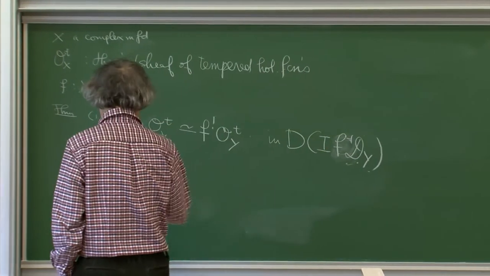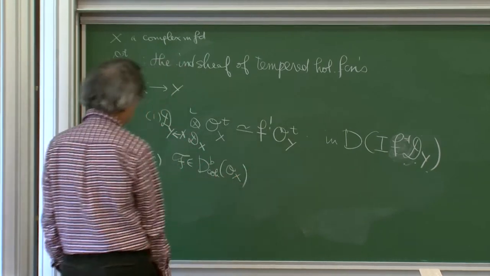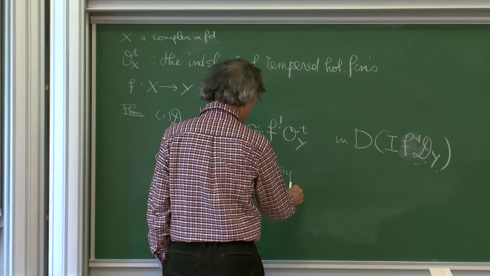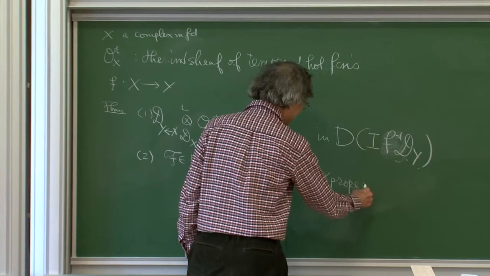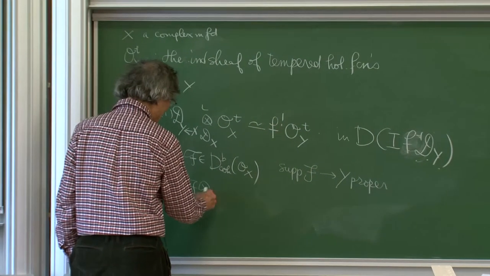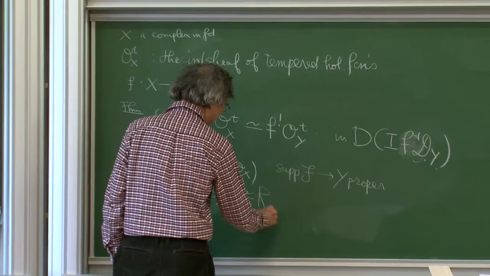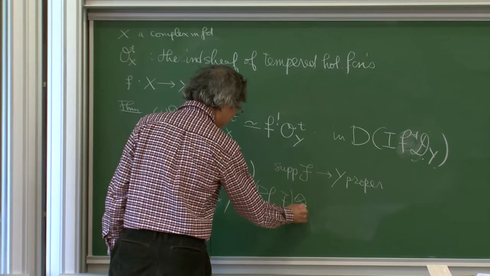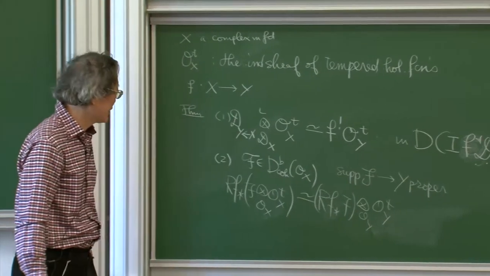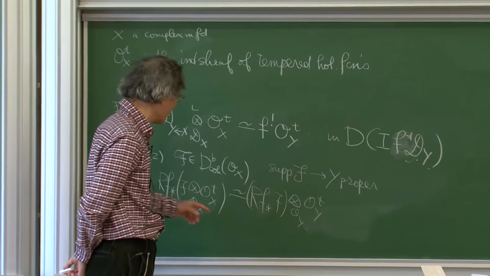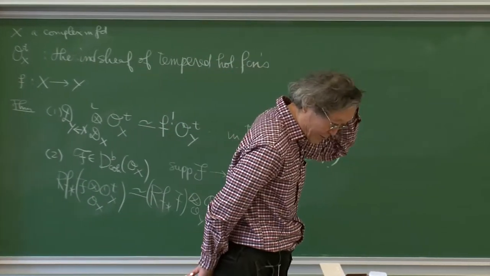And another one is, if F is a coherent O_X module, and if the support of F is proper over Y, then F tensor O_X, pushed forward by f_*, is isomorphic to f_*F tensor O_Y. So that is a stability. So that is again coherent sheaf cohomology, and so that commutes. So that's a natural one.